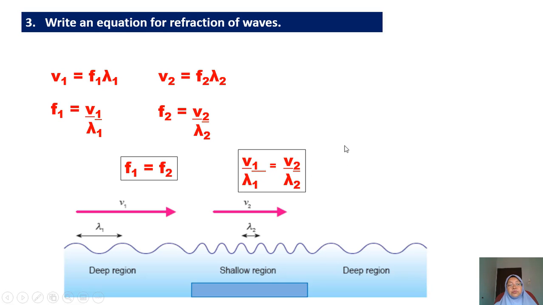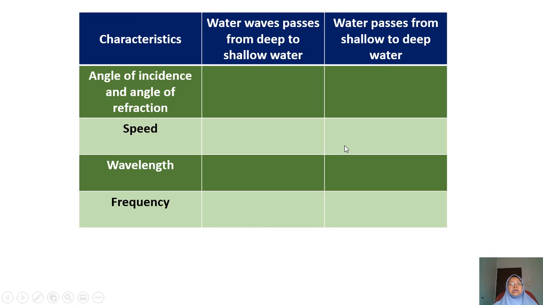Okay, now we look at the characteristics. We have three things here: angle of incidence and angle of refraction, i and r; speed, wavelength, and frequency. Remember the formula: v equals f lambda. Now, water wave passes from deep to shallow. Okay, deep to shallow: i is larger than r, speed decreases.